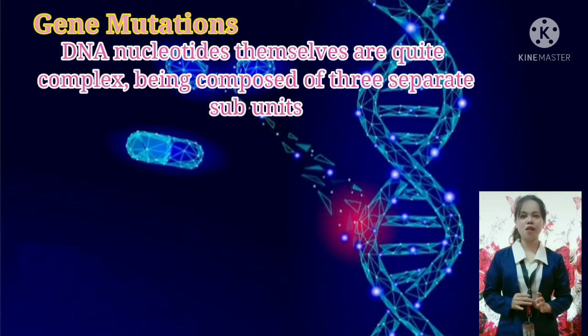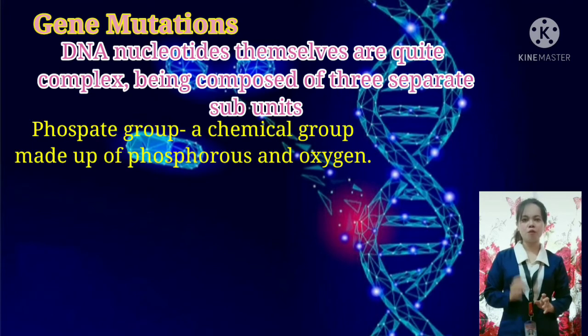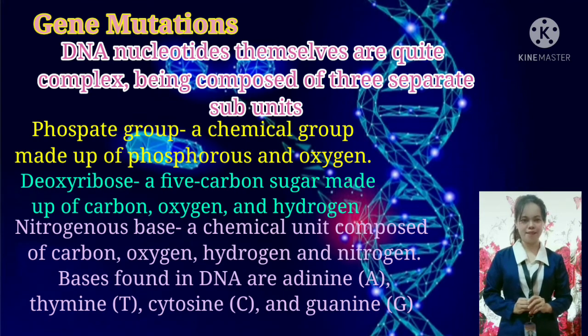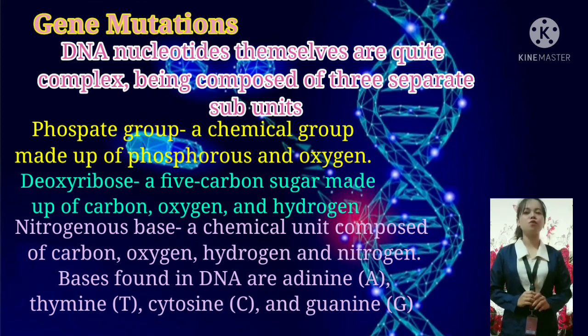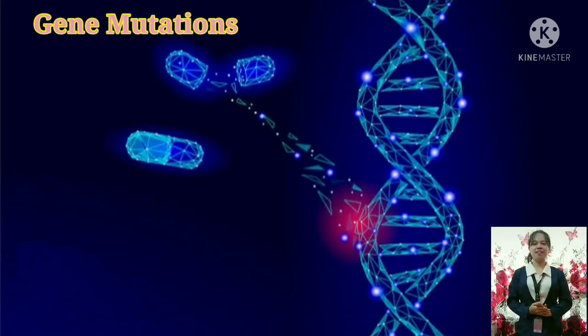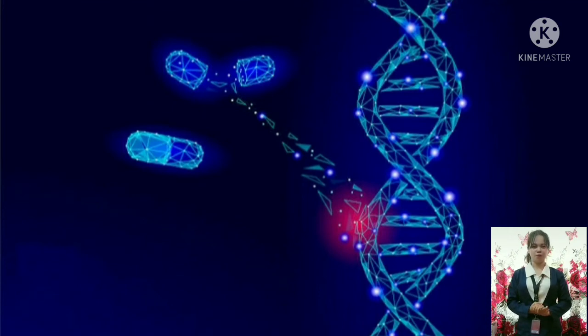DNA nucleotides themselves are quite complex, being composed of three separate subunits: phosphate group, deoxyribose, and the nitrogenous base. Phosphate group is a chemical group made up of phosphorus and oxygen. Deoxyribose is a 5-carbon sugar made up of carbon, oxygen, and hydrogen. Nitrogenous base is a chemical unit composed of carbon, oxygen, hydrogen, and nitrogen. Bases found in DNA are adenine, thymine, cytosine, and guanine. To further understand, please watch this video.